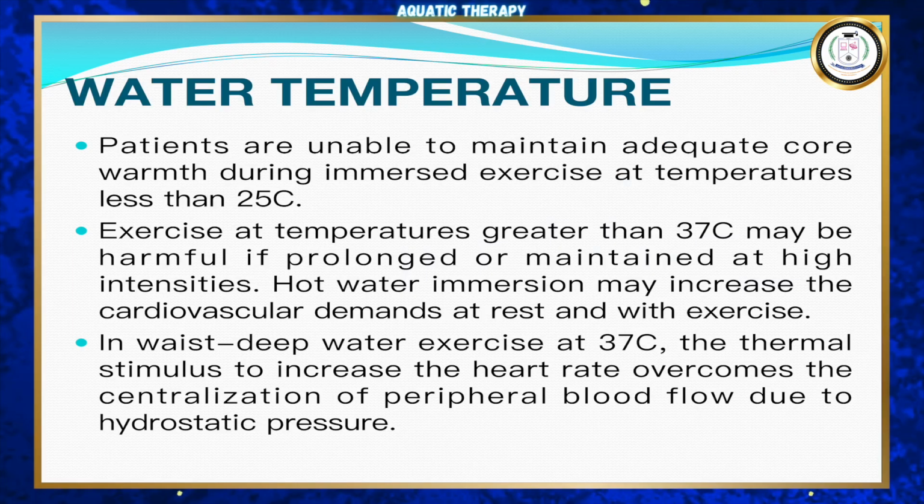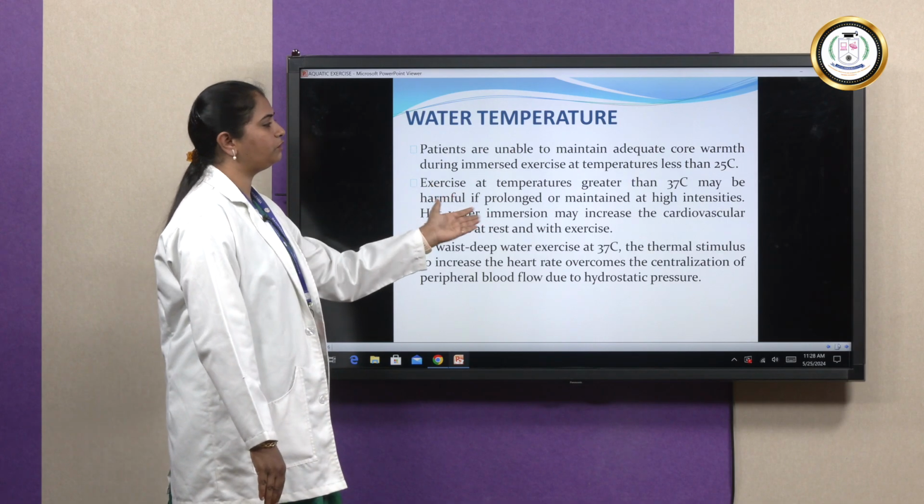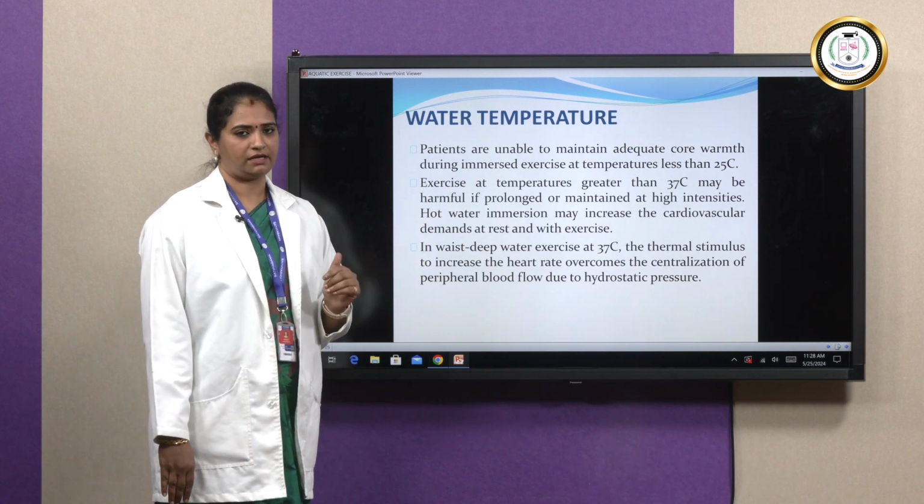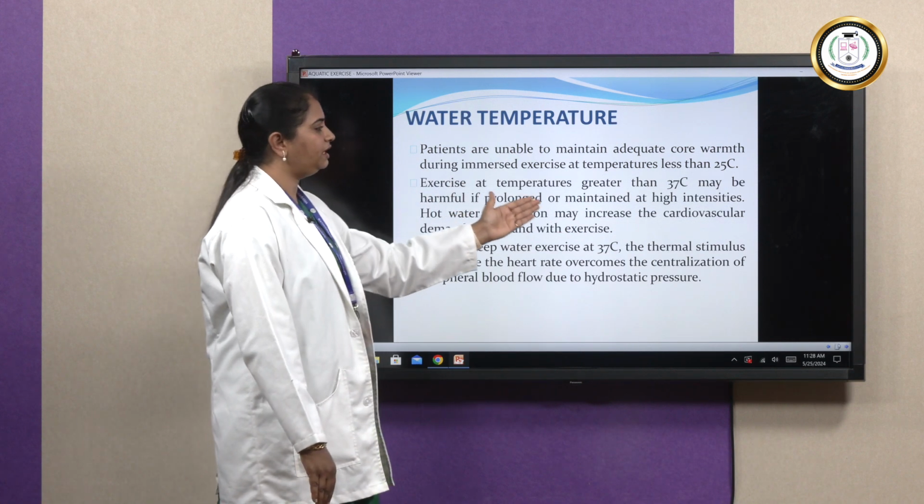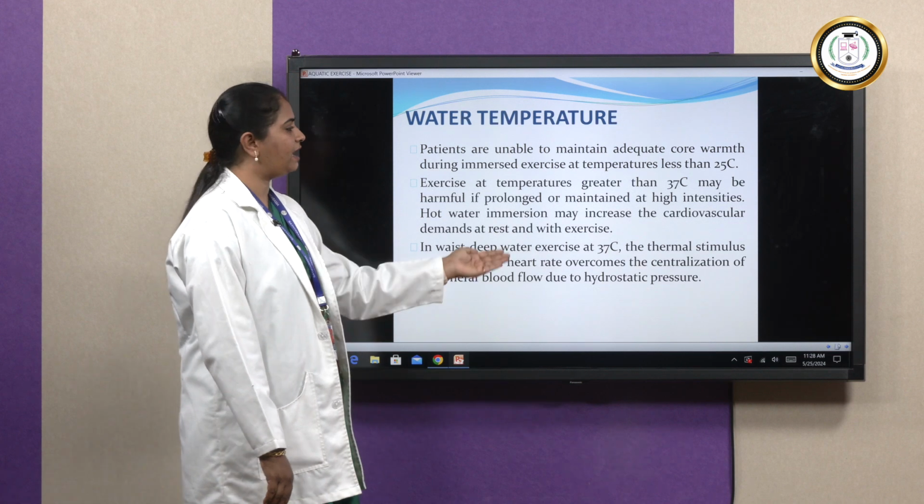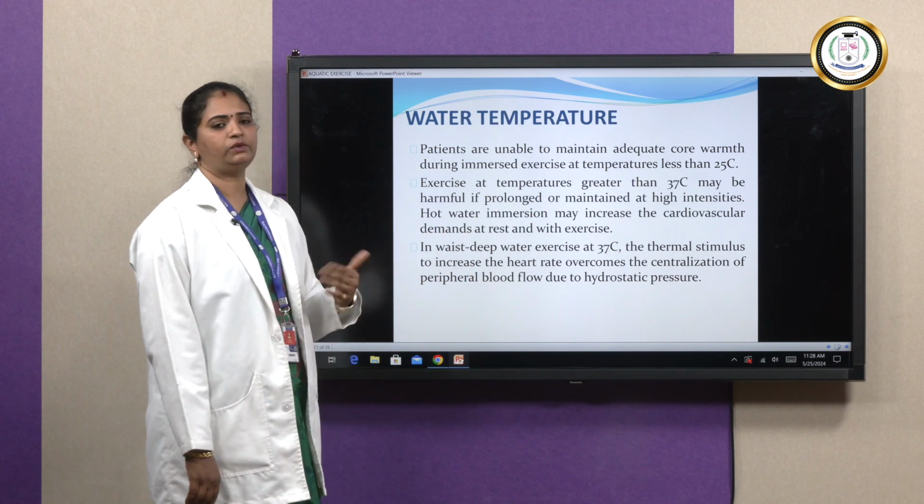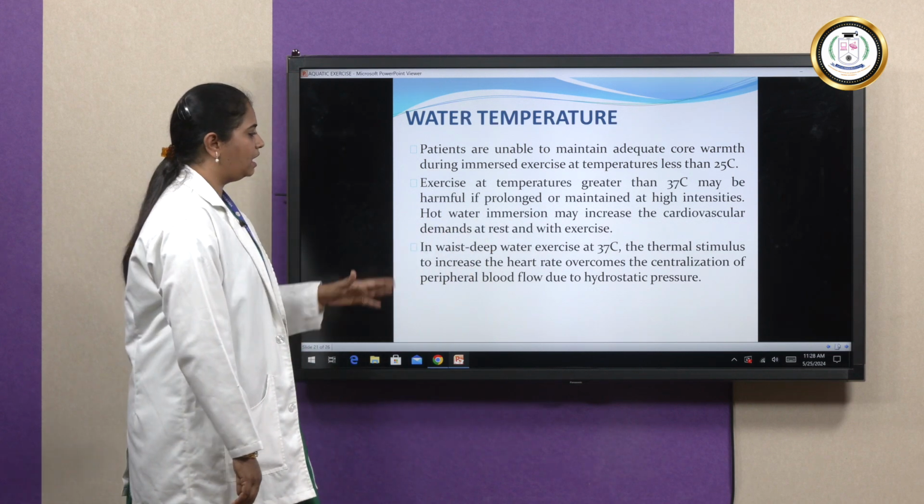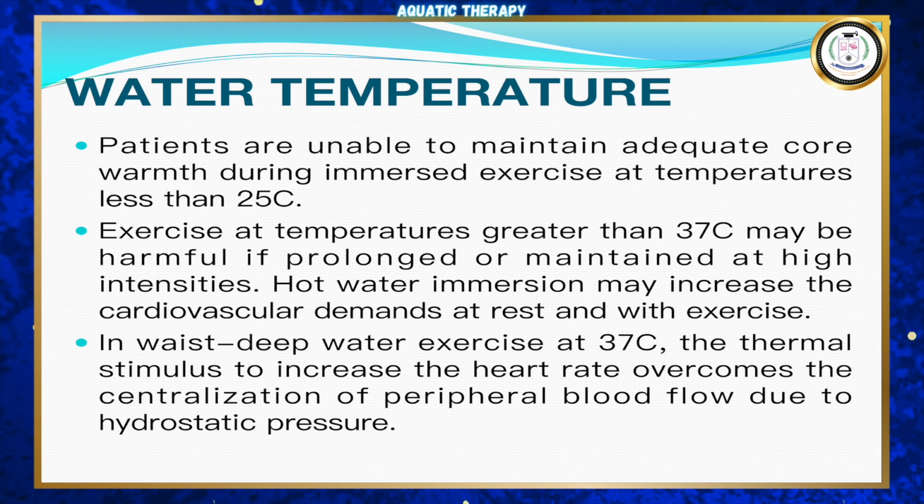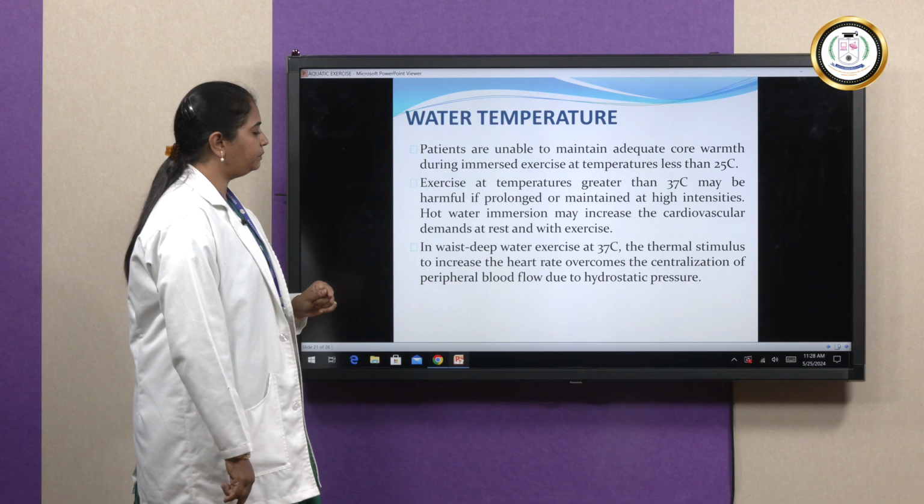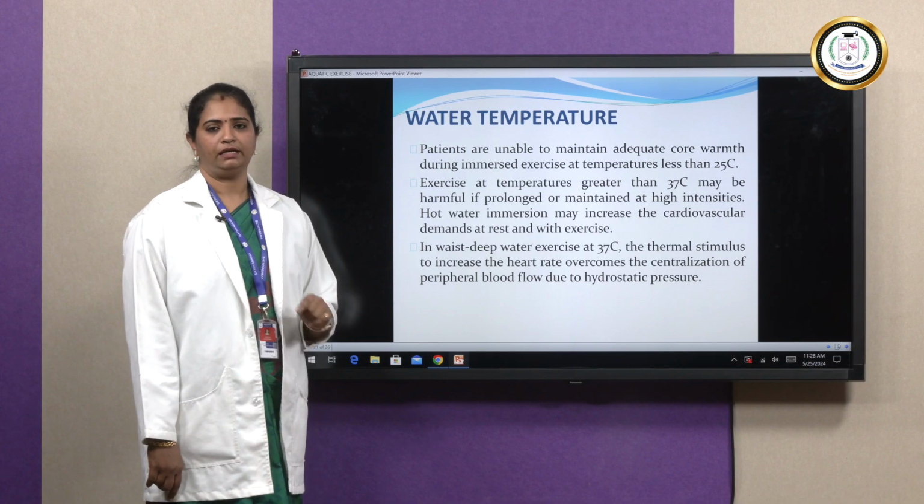The water temperature. Patients are unable to maintain their core temperature at temperatures below 25 degrees Celsius. So exercises at a temperature of more than 37 degrees are hazardous. With prolonged maintenance at higher intensity, they will have increased cardiovascular demands with rest and exercise. In waist deep water exercise at 37 degrees Celsius, the thermal stimulus to increase the heart rate overcomes the centralization of the peripheral blood flow due to hydrostatic pressure.